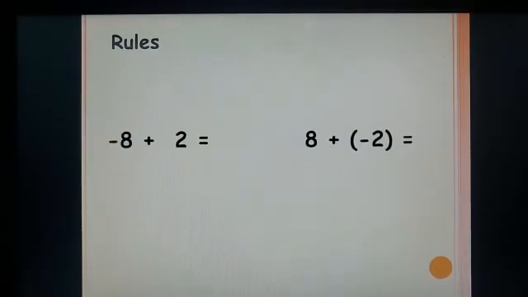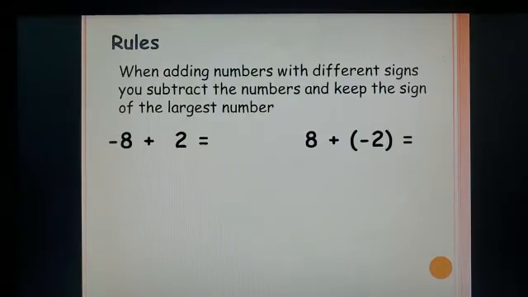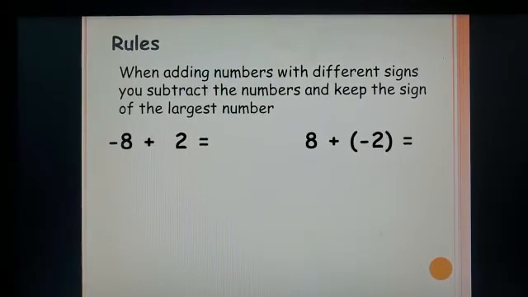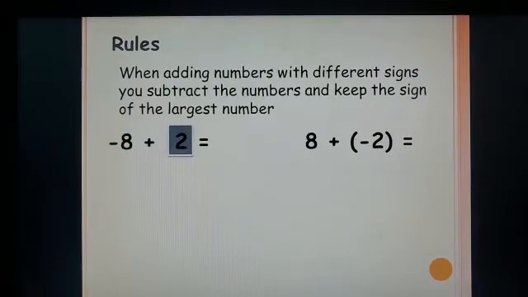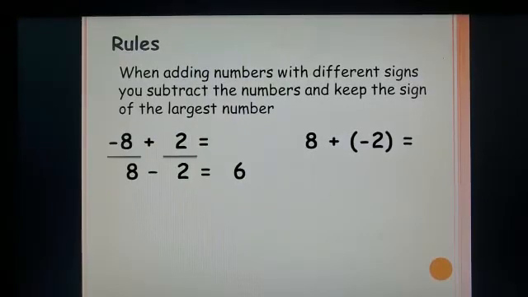What do we do if we've got a positive and a negative in our calculation? There's 2 parts to this rule. So when we're adding numbers with different signs, you subtract the numbers and keep the sign of the largest number. Let me explain. So here we've got a negative 8 and we've got a positive 2. Because we've got a negative and a positive number, we change the sum to a subtraction. 8 take away 2, we know is 6. Now the second part says we keep the sign of the largest number. Which is the largest number? The 8 is the largest number and it's a negative. So we know our answer's going to be negative.